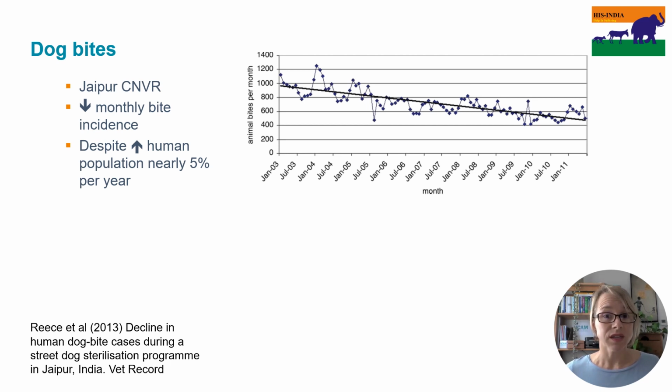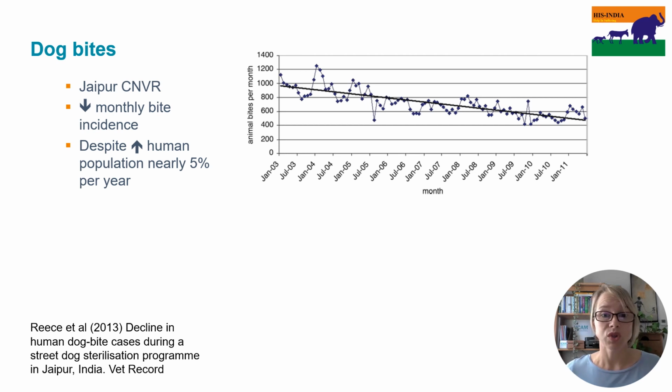This is again data from Helping Suffering in Jaipur. The publication is cited on the bottom left of the slide here. And we can see in this top graph a decline in dog bites over time. And that decline occurred despite an annual increase in the human population of nearly 5%. So you would have expected an increase in dog bites if there had been no CNVR intervention.